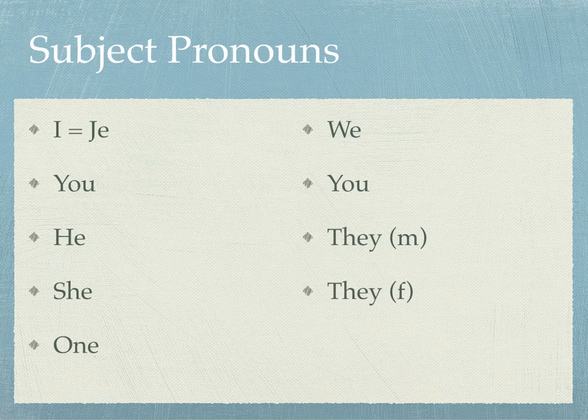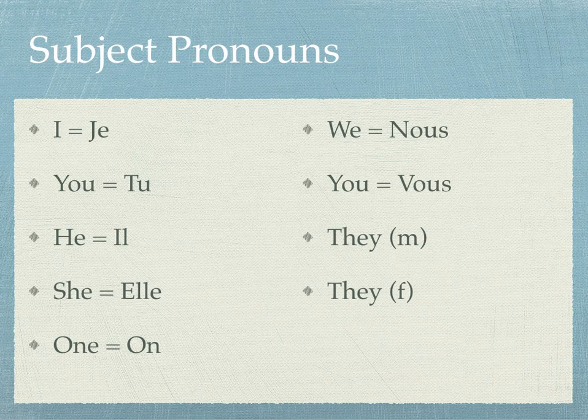So I is je. Our informal singular you is tu. He is il. She is elle. One is on. We is nous. Formal or plural you is vous. They masculine is ils. And they feminine is elles.